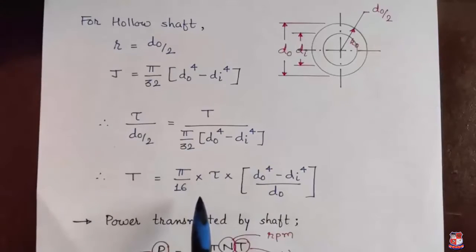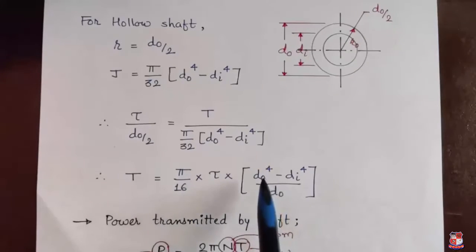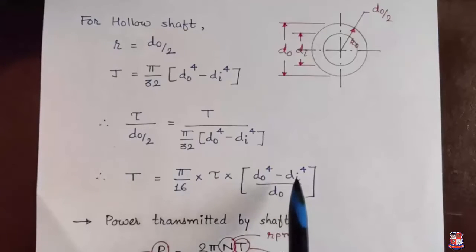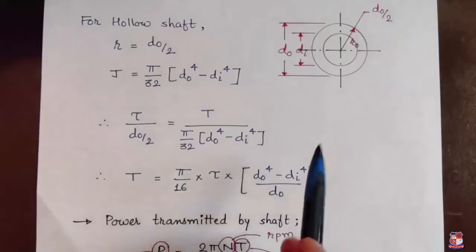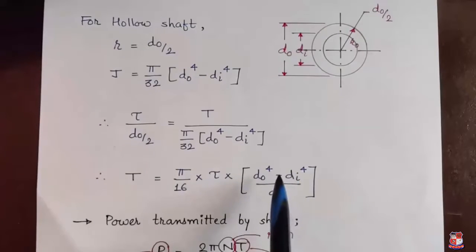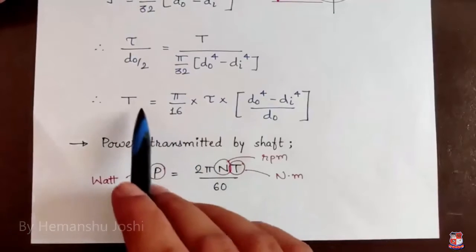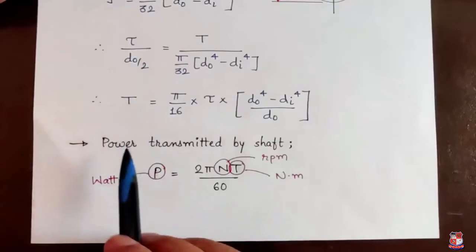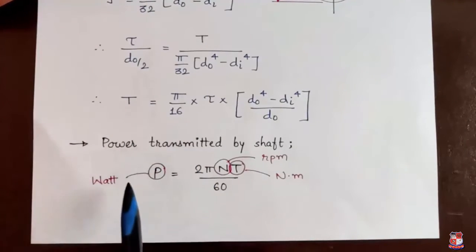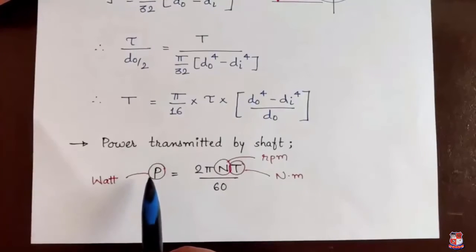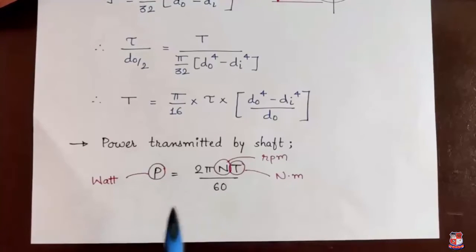For any particular case or numerical, the basic relation between outer diameter and inner diameter of a hollow shaft will be given. So you can replace either of these two values and find the other diameter. In many numericals and cases, you will find that the torque is not given, and instead power and RPM are given. In that case, if we want to find the torque applicable on the shaft, we have to use this equation: P is equal to 2 pi N T by 60.